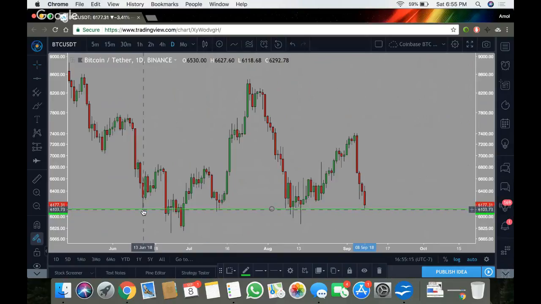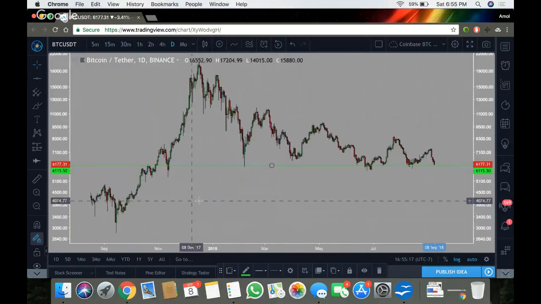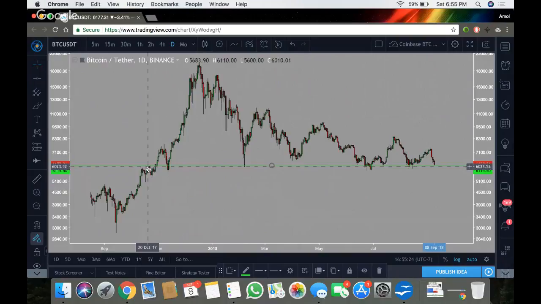There's another one right here that touched. Let's see if we can go back. This one back here touched, right? I mean, pretty close to it, but not perfect, but really close. And then the high of this candle back here in October also used it as resistance.